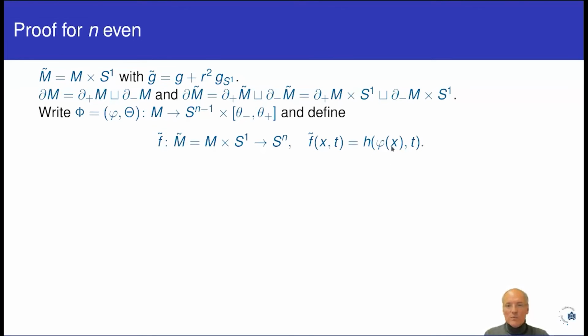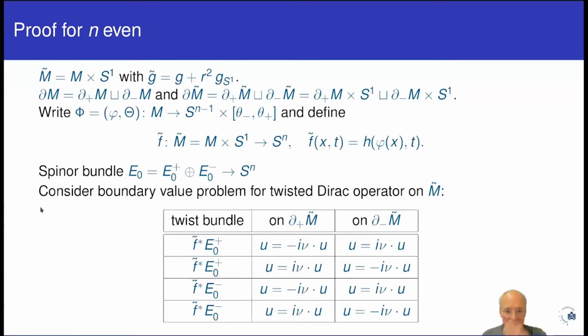So H maps S^(n-1) × S^1 to the n-sphere. That gives me a map F tilde that maps my M tilde to the n-dimensional sphere. And now I can play the Llarull game in some sense. I want to pull back the positive or negative chirality spinors on the n-sphere via this map F tilde to M tilde.